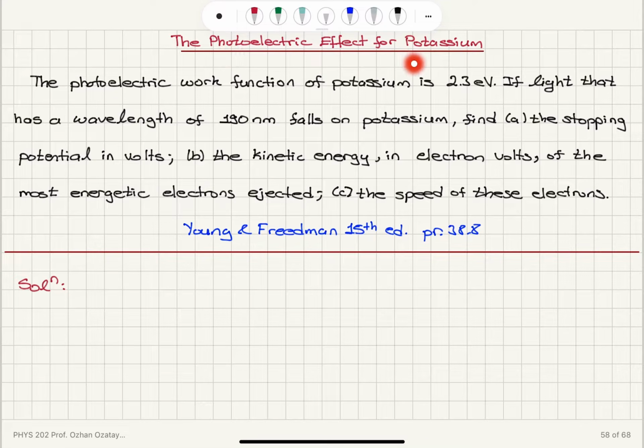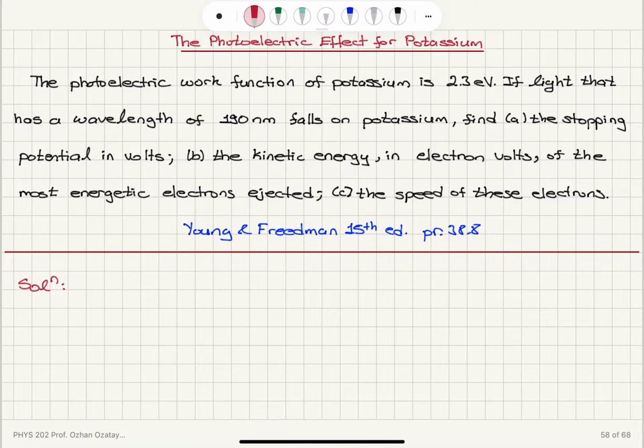The photoelectric effect for potassium. The photoelectric work function of potassium is 2.3 electron volts. If light that has a wavelength of 190 nanometers falls on potassium, find part A, the stopping potential in volts, part B, the kinetic energy in electron volts of the most energetic electrons ejected, part C, the speed of these electrons. So we're looking at photoelectrons here.